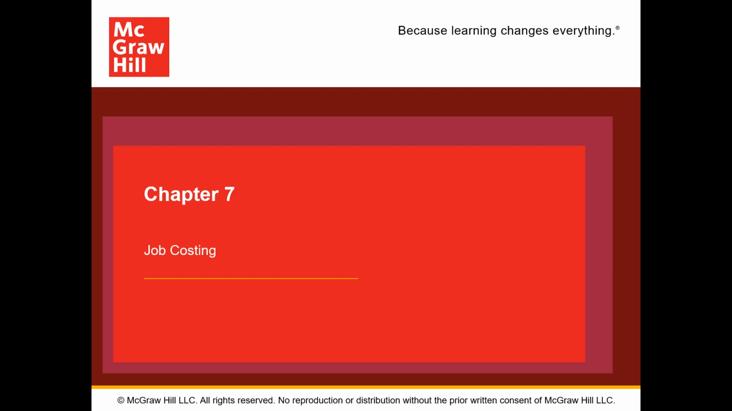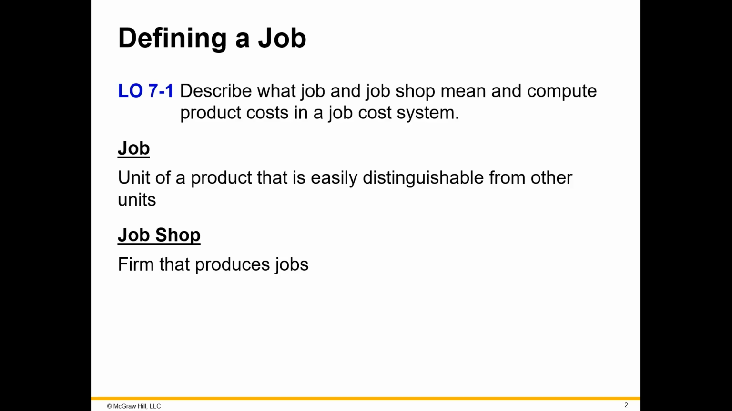Chapter 7, Job Costing. Now that we're comfortable with CVP analysis and fixed versus variable costs, we can extend these concepts and apply them to different business conditions. This chapter is going to focus on jobs. We can do job costing or we can do process costing.